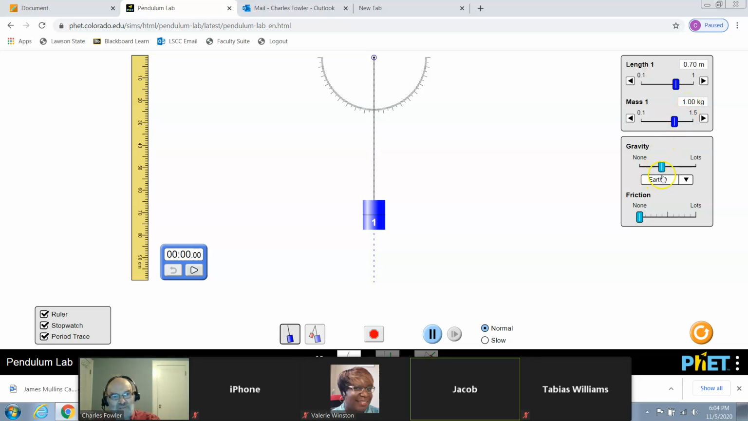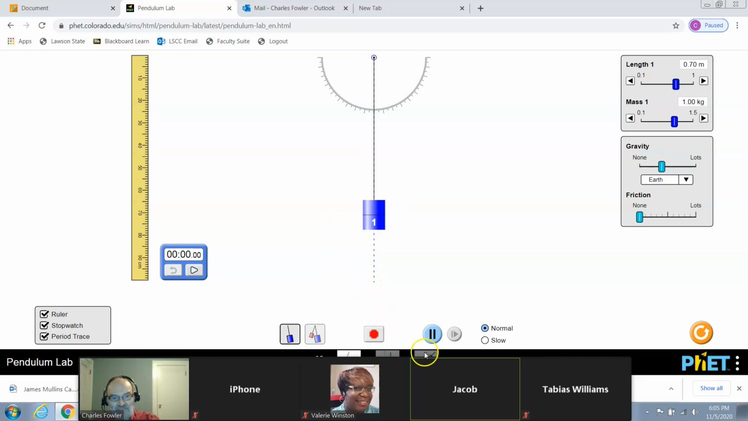And what is the acceleration due to gravity on Earth? Hopefully you know, right? 9.8 meters per second squared. Perfect. And we're not going to deal with any friction this time. All right, so there's our setup.